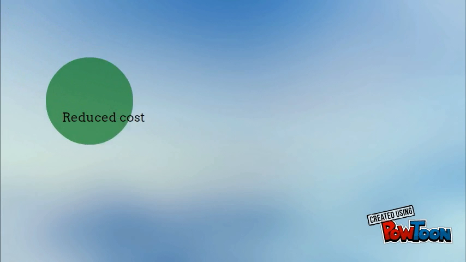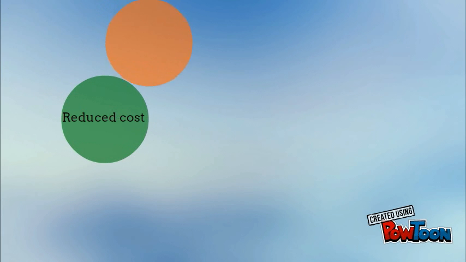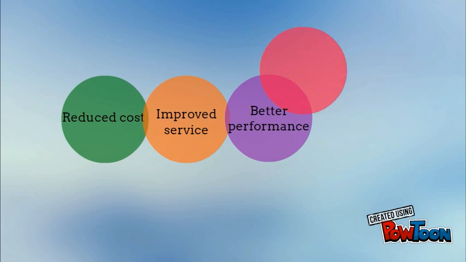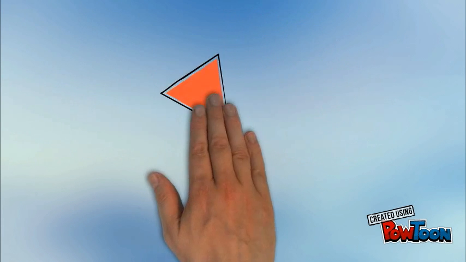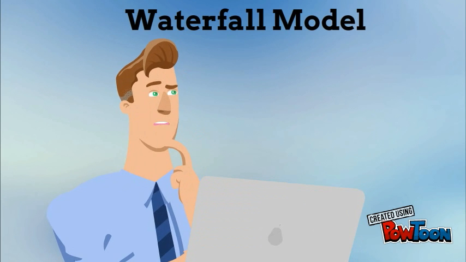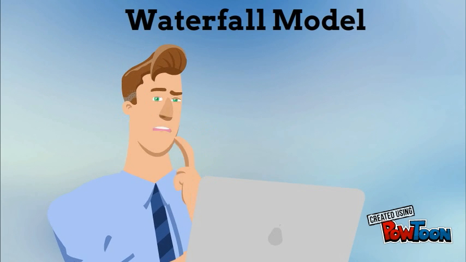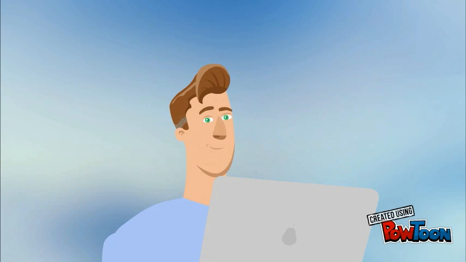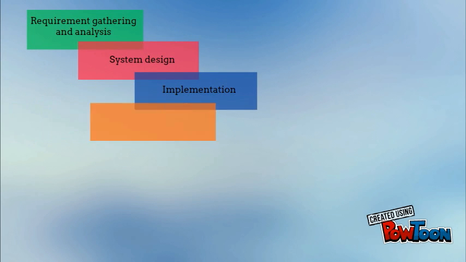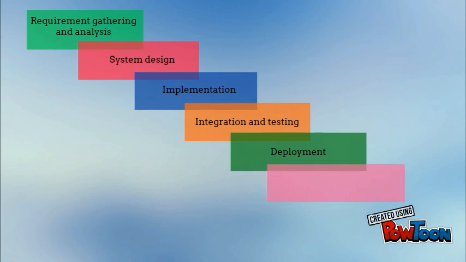Every software development is different and requires a suitable SDLC approach to be followed based on the internal and external factors. There are different models found in the industry, and the most basic and the oldest form is the waterfall model. Waterfall model was the first SDLC model to be used widely in software engineering to ensure success of the project. In the waterfall approach, the whole process of software development is divided into separate phases.